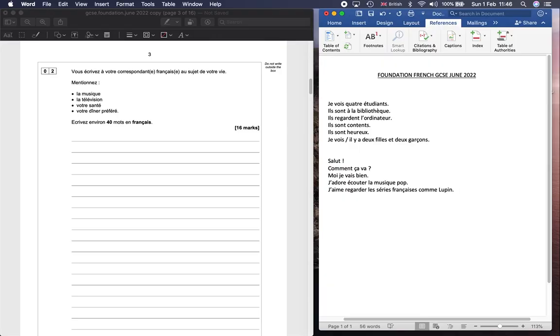La santé. So about la santé, health, you can say something about the fact that you like to do sports and it's good for your health. You can say j'aime faire du sport car c'est bon pour la santé. I like to do sports, to play sports because it's good for your health.